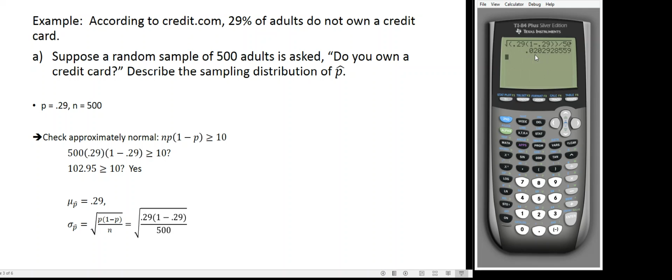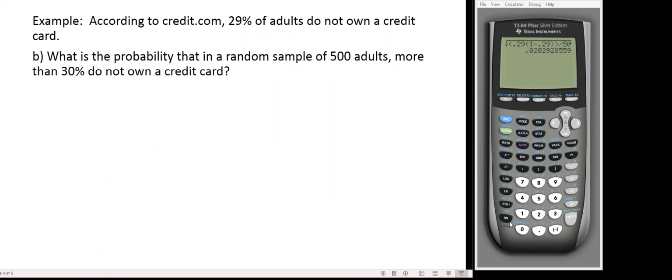Okay, so we get on our calculator 0.02029. If we were to round this to 4 decimals, we would get 0.0203. So let's go ahead and put that here. That's actually all we have to do for describing the sampling distribution of p hat. We just have to state our mean and our standard deviation. The mean is pretty simple because it's just p, which we had, and then the standard deviation, we had to do a little bit of calculations in our calculator.